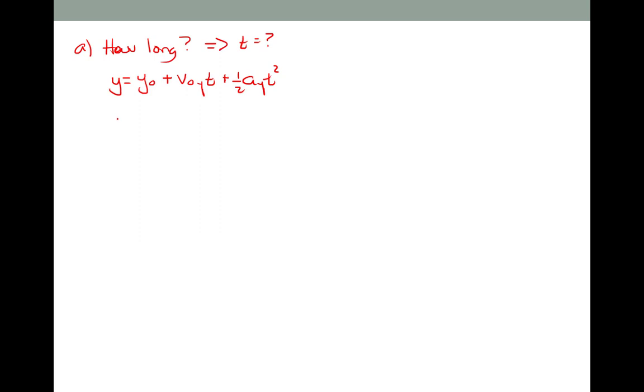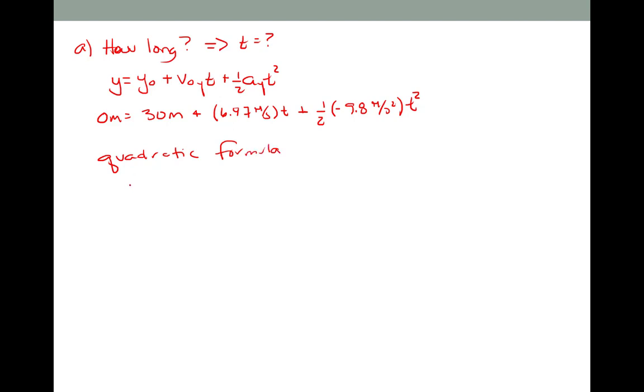Okay. So plugging in 0 meters equals 30 meters plus 6.47 meters per second times t plus 1/2 of negative 9.8 meters per second squared t squared. So now I'm setting up for quadratic formula. So I'll make a little note of that.